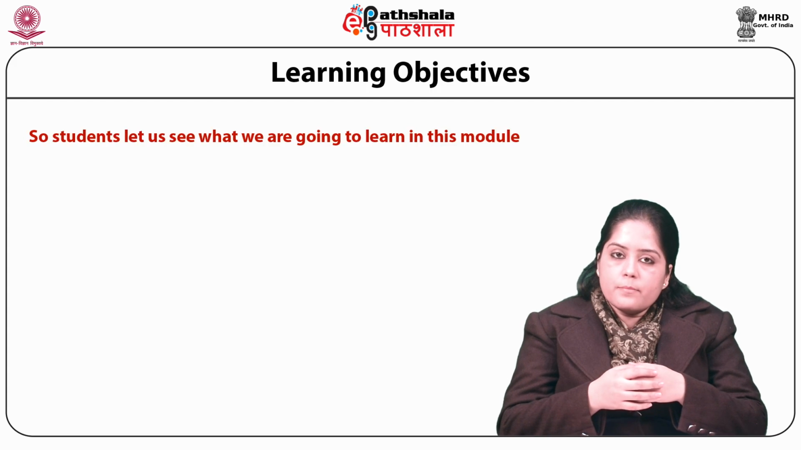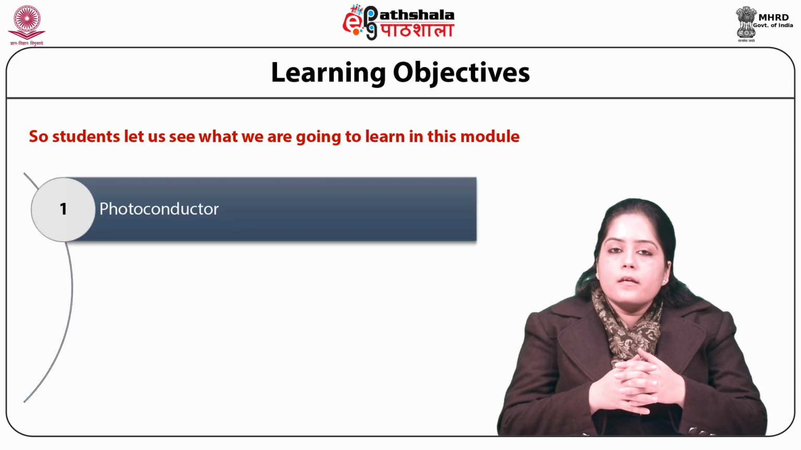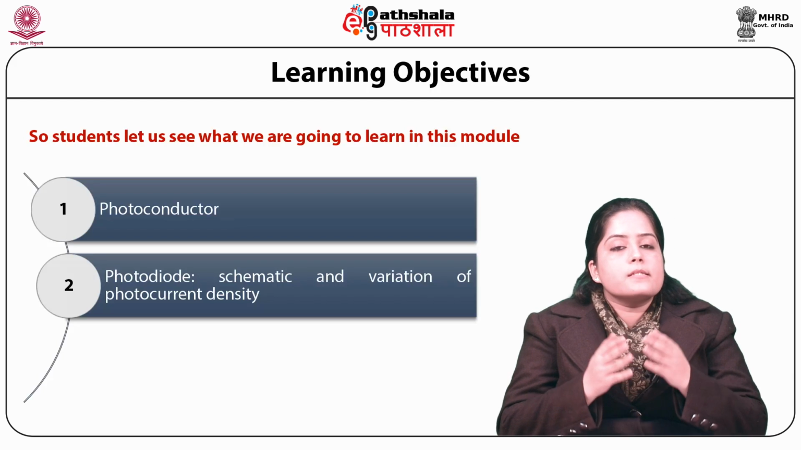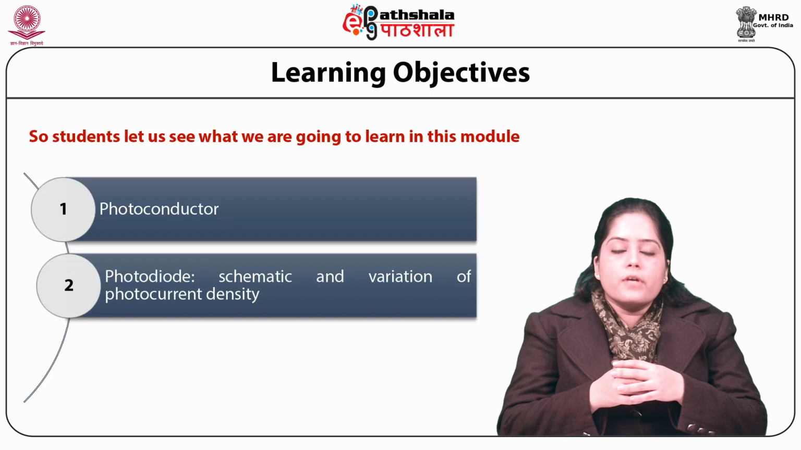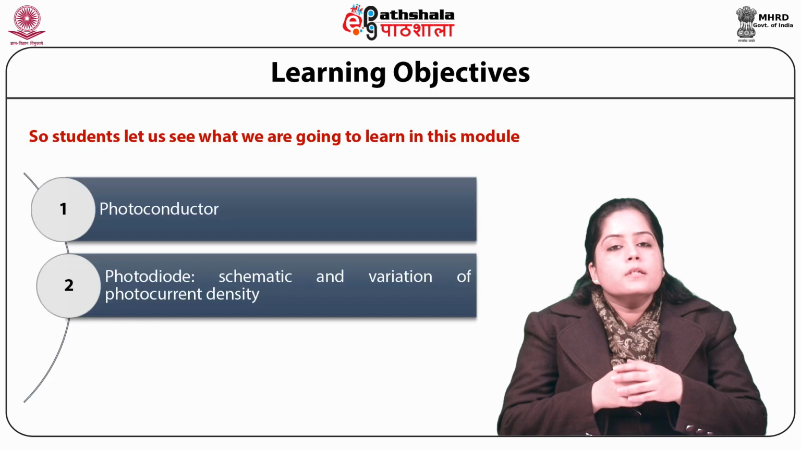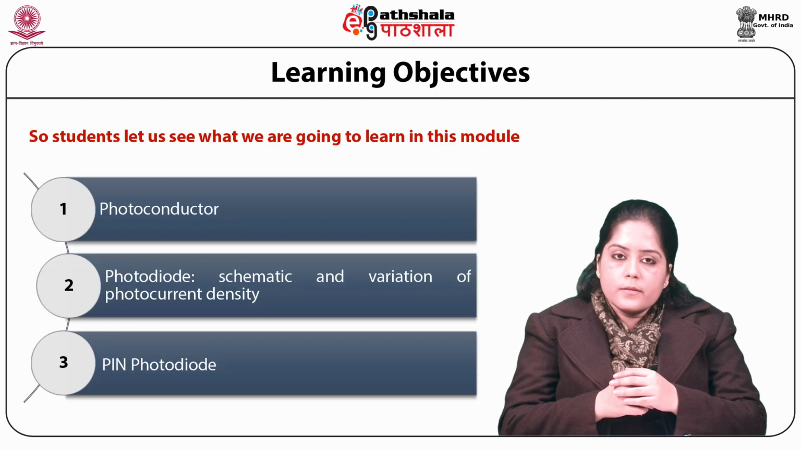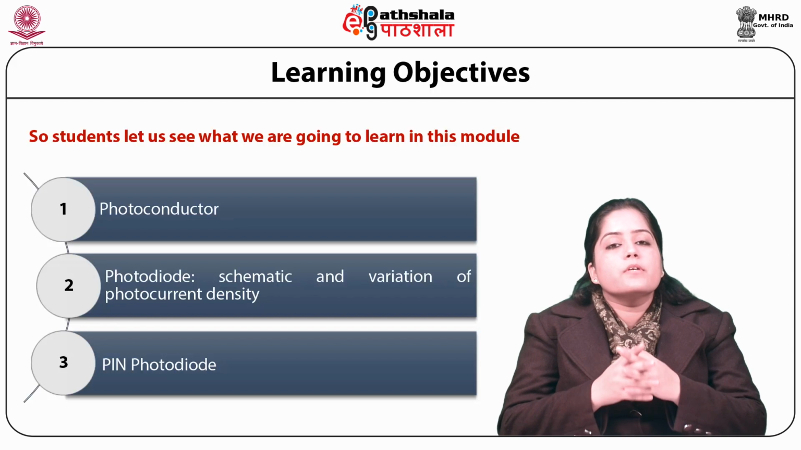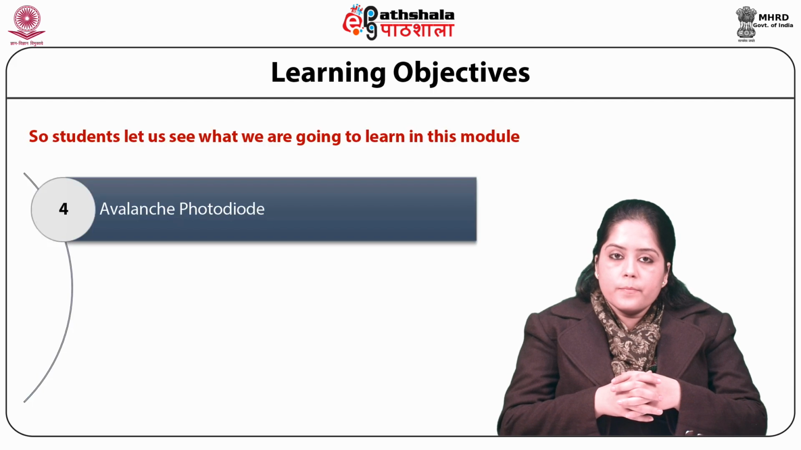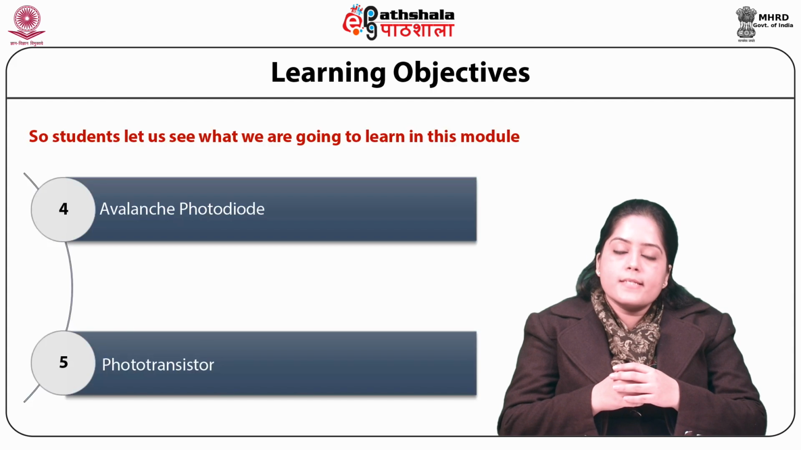First, we will discuss a photoconductor. Secondly, a photodiode will be discussed, that is its schematic and variation of photocurrent density. Thirdly, PIN photodiode will be discussed. Next, we will also discuss the avalanche photodiode. Lastly, we will discuss a phototransistor.